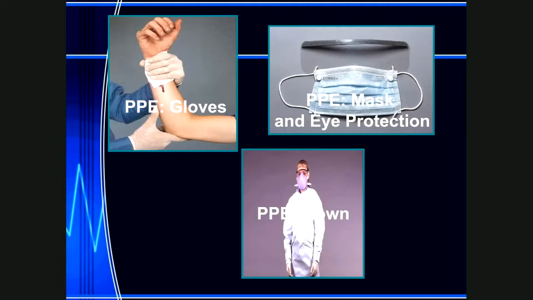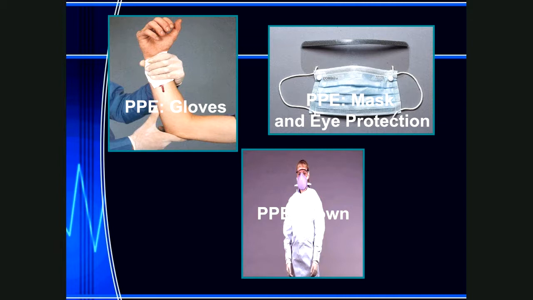So part of our PPE is gloves, a mask and eye protection, and a PPE gown. The minimum PPE that we're going to wear on every patient contact. With COVID right now, you're going to wear your gloves, you're going to wear eye protection, you're going to wear a mask, you're going to wear a gown. That's not by choice. That is to keep yourself safe.